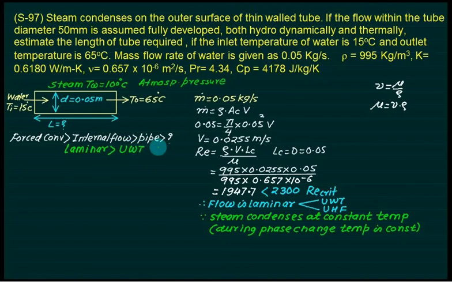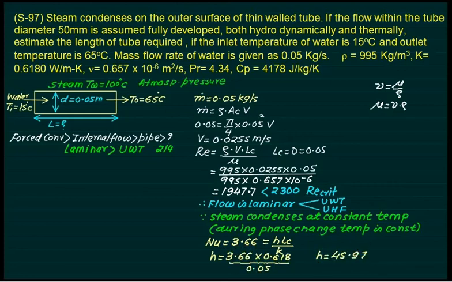Check your table from the index; see the link here in your data book, page number 214. We have a Nusselt number equal to 3.66 for uniform wall temperature. Nusselt number is given by h Lc by k. We have Lc equal to 0.05 and k equal to 0.6180. Lc is 0.05. We get the value of h equal to 45.97 watts per meter square Kelvin.